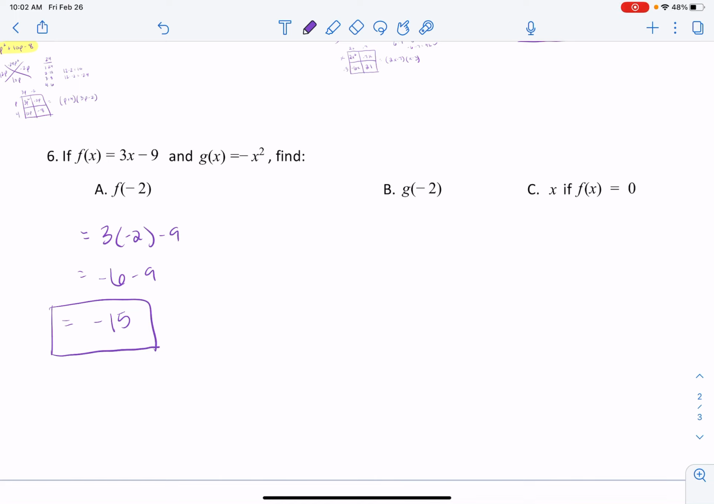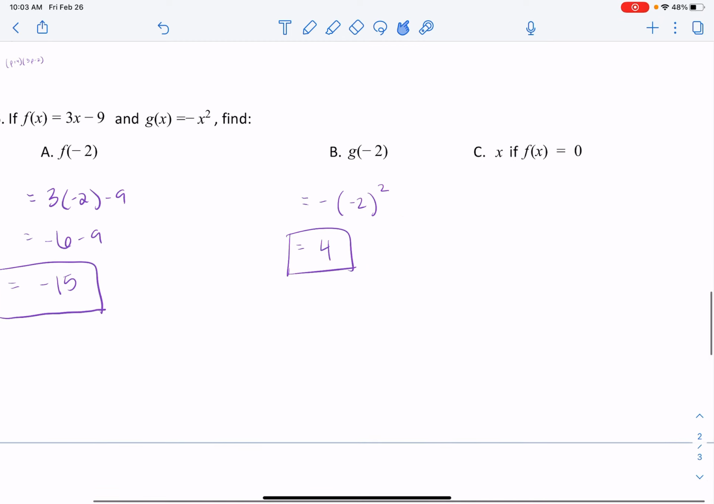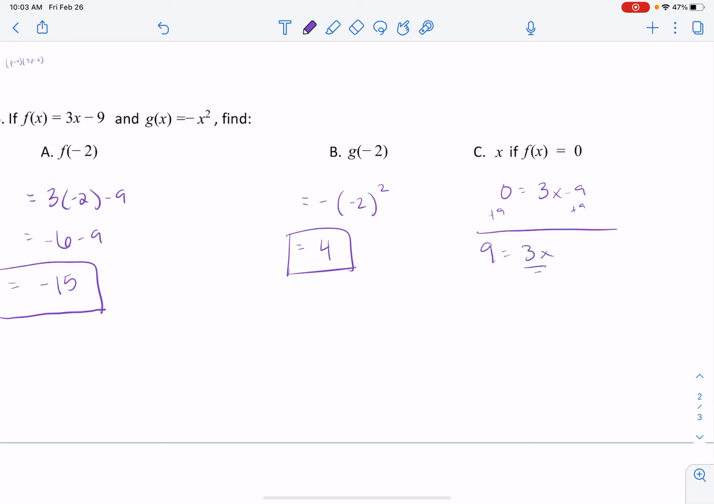Okay, if we've got g of negative 2, that means basically just take your g of x function and plug it in. So we've got negative and then negative 2 squared. So that leaves us with negative 2 squared is positive 4, and we've got that negative, so this is negative 4. And then if f of x is equal to 0, so that's saying we're using our f of x function, but they're saying f of x is equal to 0. So that means we've got 0 equals 3x minus 9. We'll add 9 to each side, divide by 3, so 3 is equal to x.